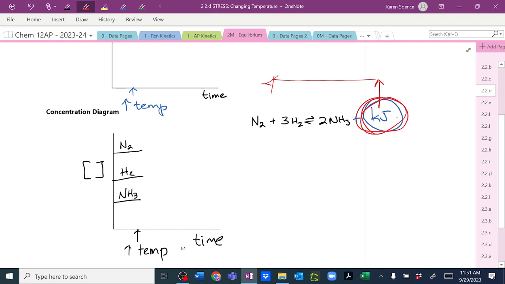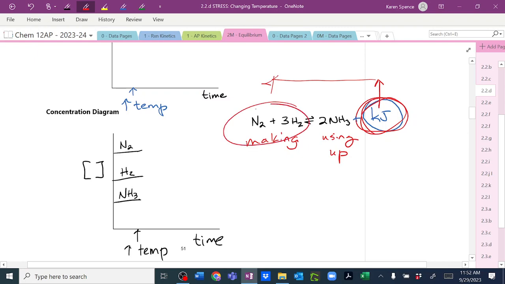So we're shifting away, so we are making reactants and we are using up products, so N2 should go up because we're making it. We're shifting to the left, we're making N2, we're making H2. So it's going to go up by X. That almost looked like an S curve. That made me very unhappy. Let's un-S that. There we go.